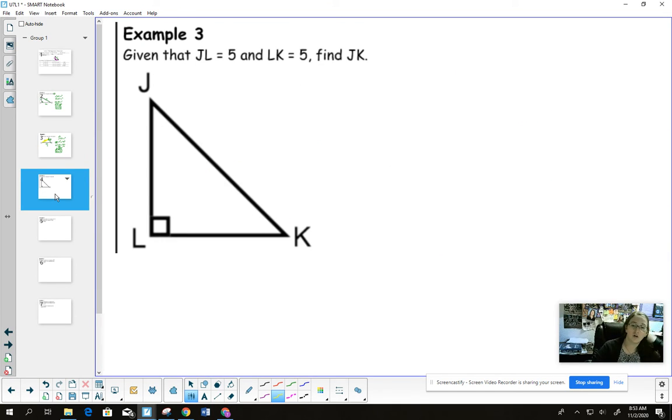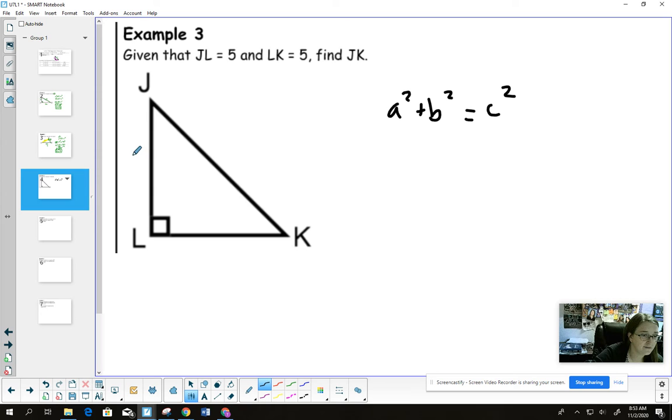Try this one entirely on your own, being careful that we are figuring out, am I trying to solve for one of the sides touching the right angle, or am I trying to solve for the side that doesn't? Go ahead and try this one entirely on your own.